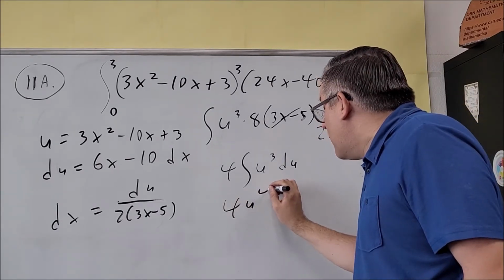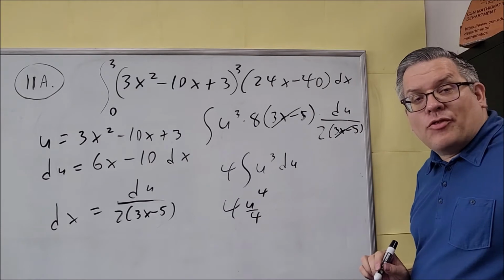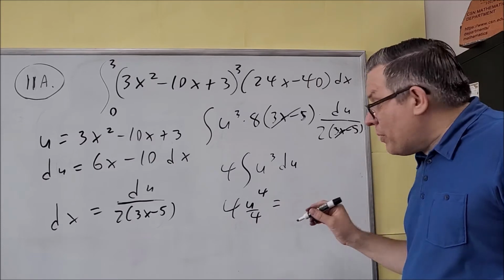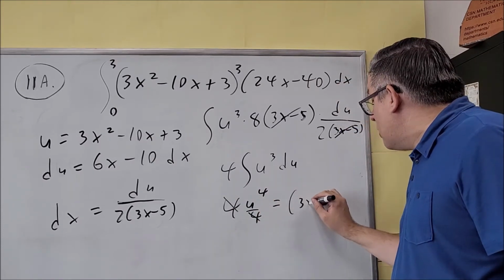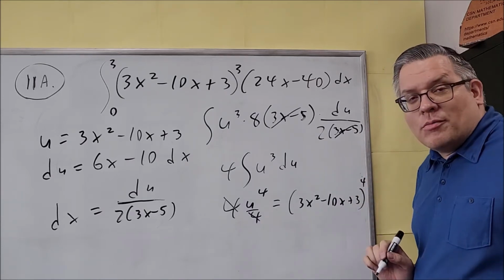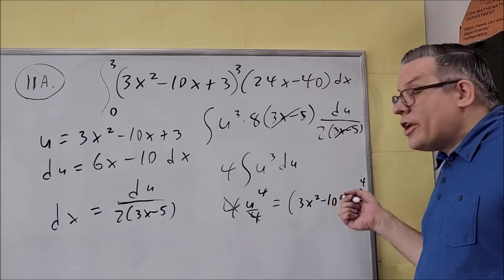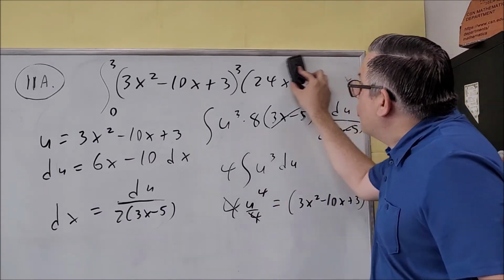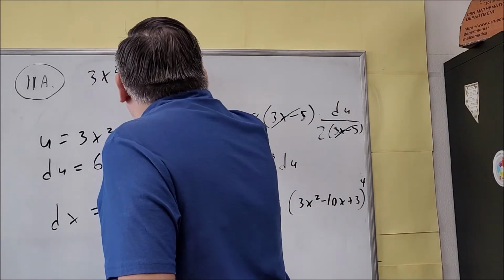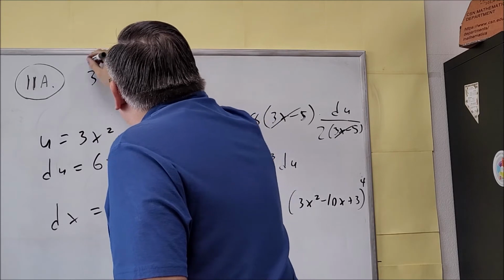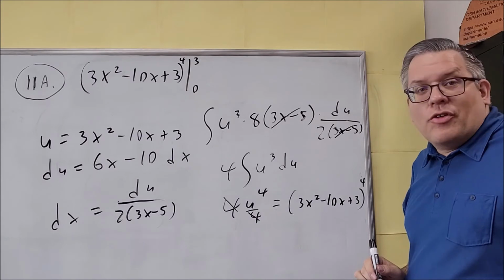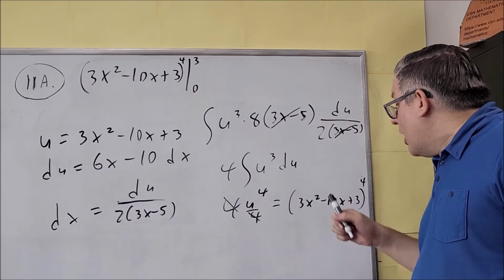So you want to use the inverse power rule on that. Raise the power by 1, divide by the new power. The 4s are going to cancel out, and you're going to get u to the 4th power when these cancel. And so it's basically going to be 3x squared minus 10x plus 3, that's going to be to the 4th power. So now we're ready to plug in the numbers. By going through all that, what we have left over now is 3x squared minus 10x plus 3, and that's all raised to the 4th power. And now we're going to put in our limits of integration for each of those now that we've finished that.